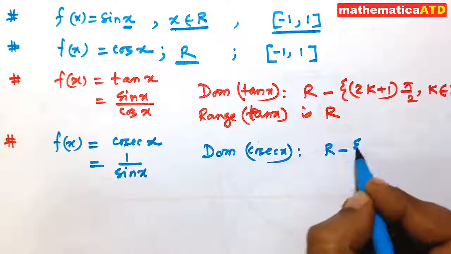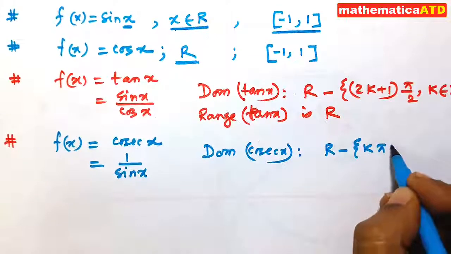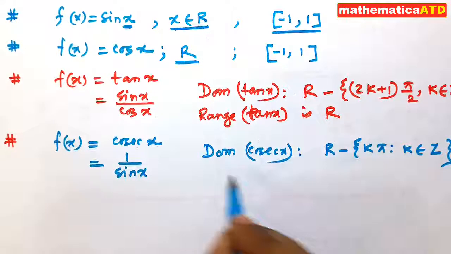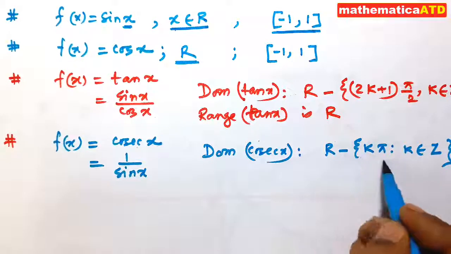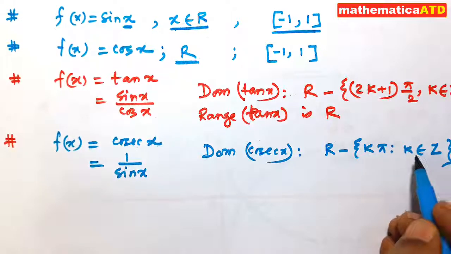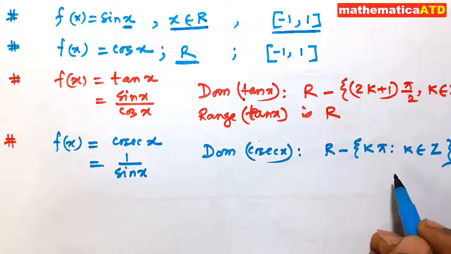So the domain of cosec x is R minus {k pi}, such that k belongs to the set of integers. So the domain of cosec x is R minus {k pi}, such that k belongs to Z. And what will be the range of the cosecant function?